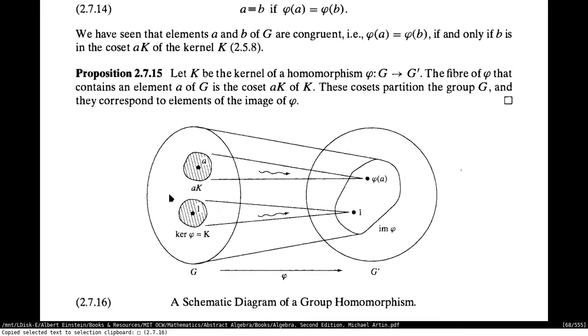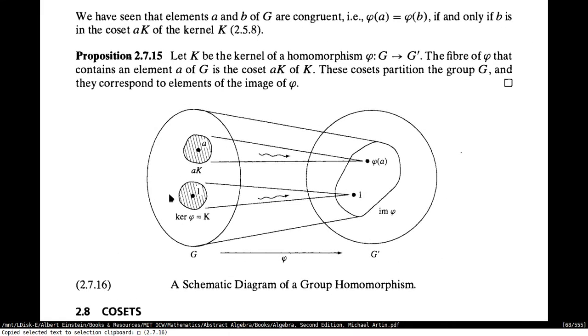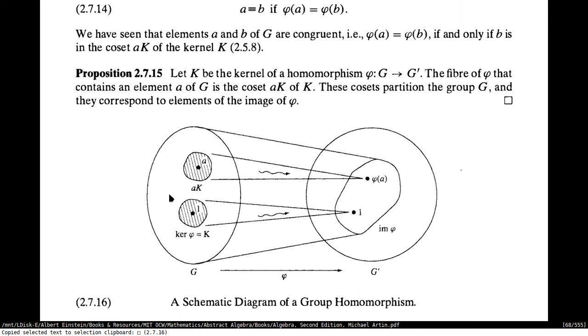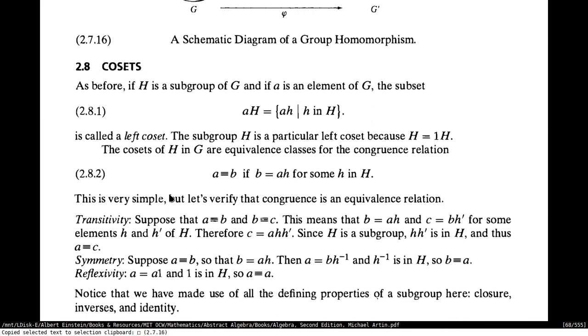So yeah, this is in the case of a group homomorphism, right? So we're going to see something more about cosets and a bunch of propositions relating to cosets, right? Okay, so yeah, we've already seen this before.